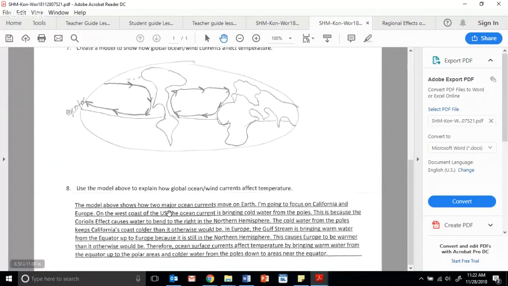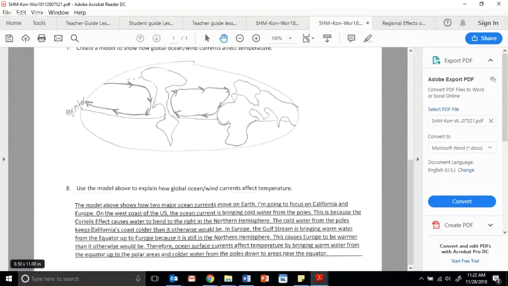On the west coast of the United States, the ocean current is bringing cold water from the poles. So that's talking about right up here. This is because the Coriolis effect causes water to bend to the right in the northern hemisphere. Okay, that is very important. The reason that California is getting cold water is because of the Coriolis effect. So if you're going to talk about California or you're going to talk about Europe, you need to mention the Coriolis effect. The cold water from the poles keeps California's coast colder than it otherwise would be.